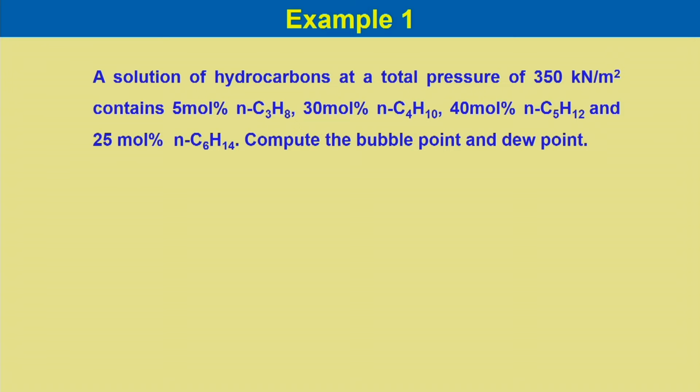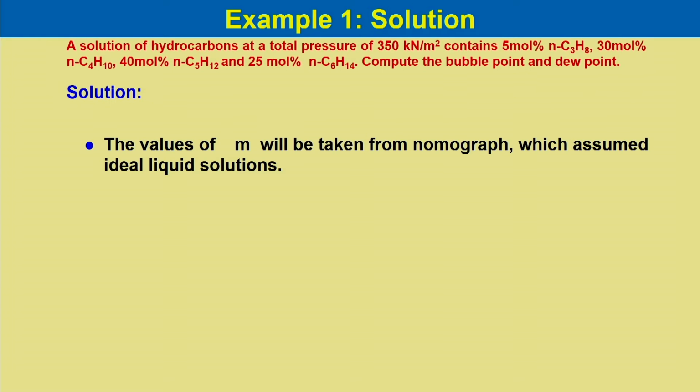A solution of hydrocarbons at a total pressure of 350 kilonewton per meter square contains 5 mole percent normal propane, 30 mole percent normal butane, 40 mole percent normal pentane and 25 mole percent normal hexane. Now, we need to calculate the bubble point and dew point. The values of m, the distribution coefficient, can be taken from the monograph, and we have considered an ideal liquid solution.